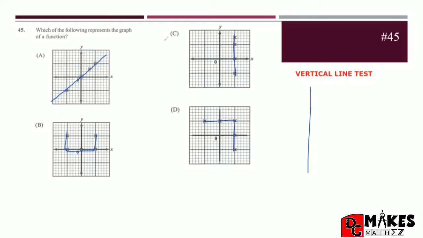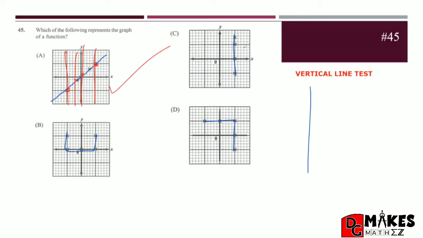And with the vertical line test, how will you use this to know if any of these graphs represent the graph of a function? First thing you're going to do is draw a vertical line through any point on the graph, and anywhere you draw that line, it should only intersect the graph one time. So for example, that's okay. If I draw another vertical line, it only passes through the graph once. All right, fine. That one looks like it can work. So that would have been our answer.